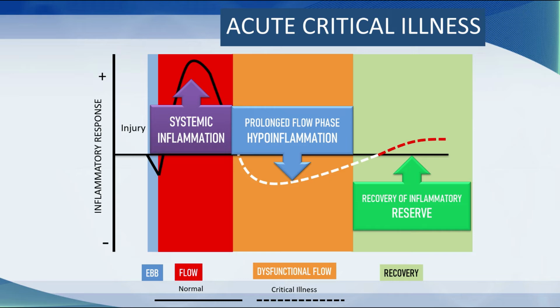The single biggest mistake you can make with someone like Hector is to decide that you can somehow rescue him by giving him large doses of corticosteroids during the hypoinflammatory stage or the recovery stage. That will just wipe out his ability to actually generate the inflammatory response that is needed to recover from critical illness.